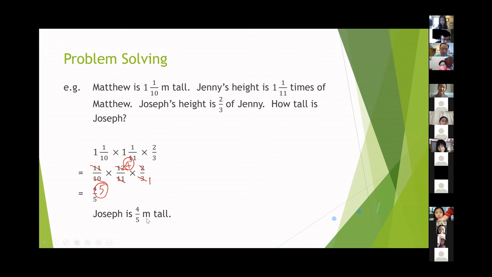Okay. 4/5 meters is actually 80 cm. Okay. So it must be a boy. A little boy.